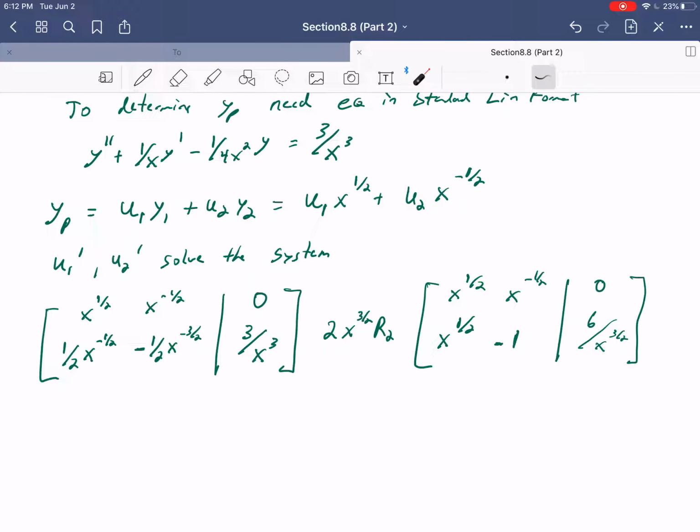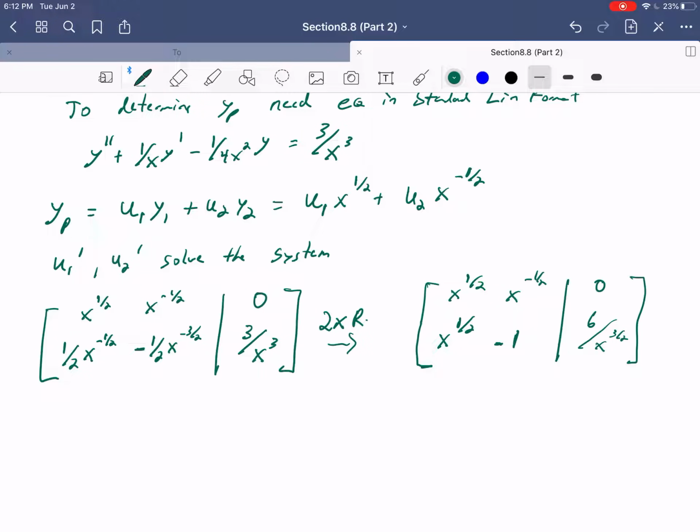Oh, no, I'm sorry. My mistake there. I'm off with my fractions. There we go. We just want to multiply this guy by 2x times row 2. Okay. Maybe it's the green pen that's throwing me off here because I don't normally work in that color.